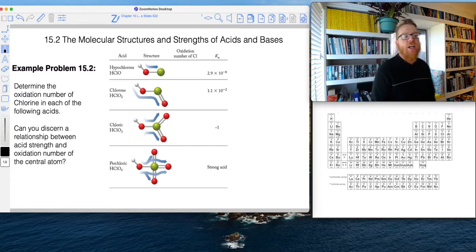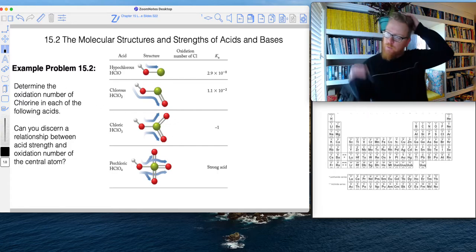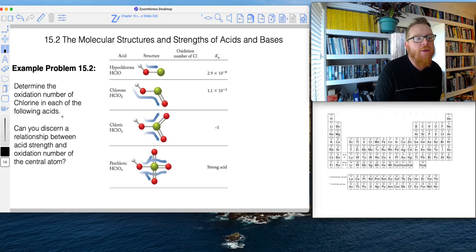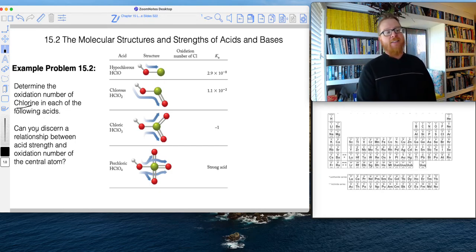Okay, so here's another example problem that I want you to think about. So pause the video if you have to. So determine the oxidation number of chlorine for each of the following acids, and can you discern a relationship between acid strength and oxidation number on the central atom? So here I'll say ox just for the oxidation number of chlorine.